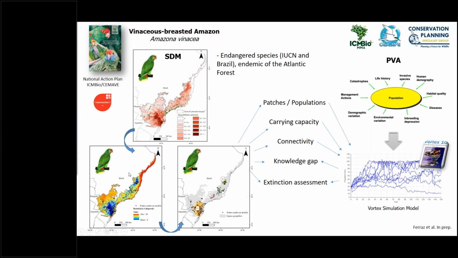Based on the model, we were able to identify the resistance of the landscape to species dispersal. Then, based on this, we were able to identify 4 patches linked to 4 isolated populations. This information helped us to estimate the carrying capacity, because the species expert had lots of census data for the species. We were also able to infer some parameters about connectivity, and all this information was included in the PVA by Vortex simulation modeling. All the information that came from both modeling tools, SDM and PVA, helped to fill the knowledge gap and to estimate the extinction risk for this species in the Atlantic forest.